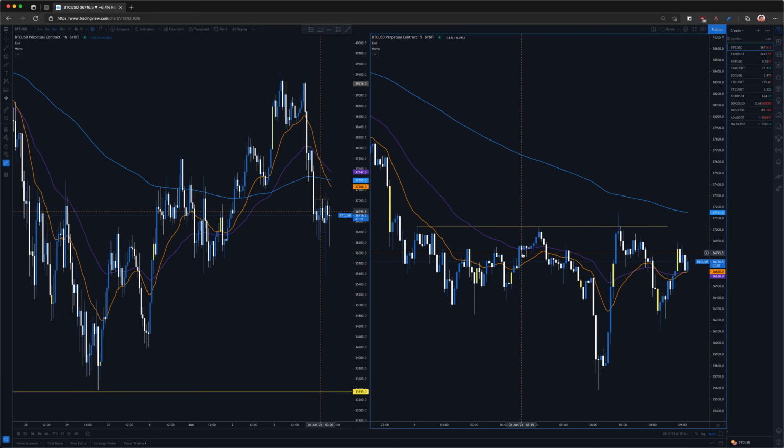And then it pulls back to the same level, the exact same level to the pip. This is what I'm looking for, the exact same level. We get a massive sell-off. So what do we know about this level? Well, we know there's lots of sellers at this level, right?